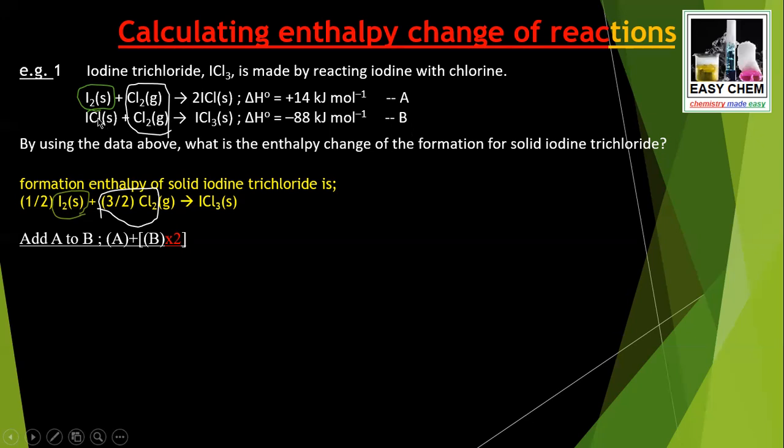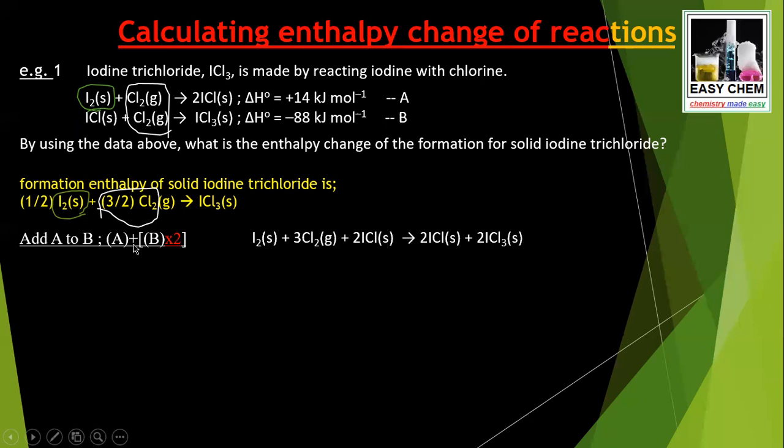But you can't do it. Why? In the equation A, we have 2 ICl. In the equation B, we have 1 ICl. So if you want to cancel ICl by adding A and B together, we have to get 2 ICl in the equation B. So we multiply that equation by 2.